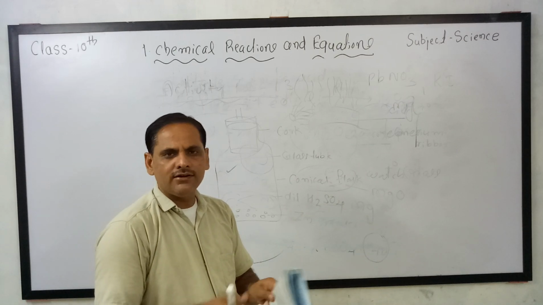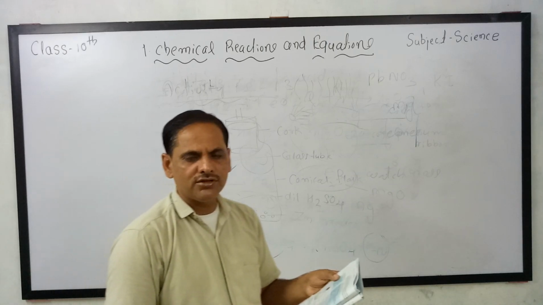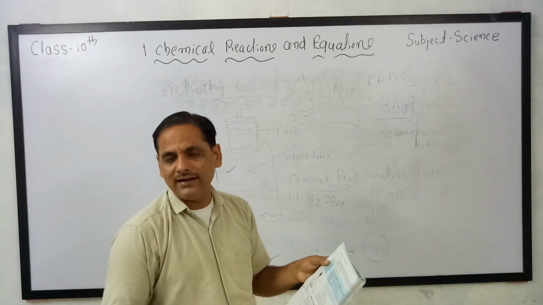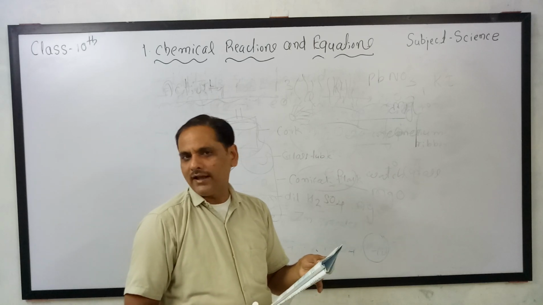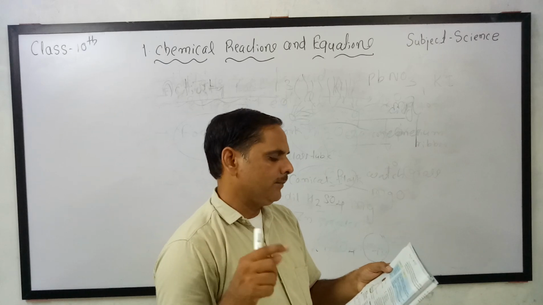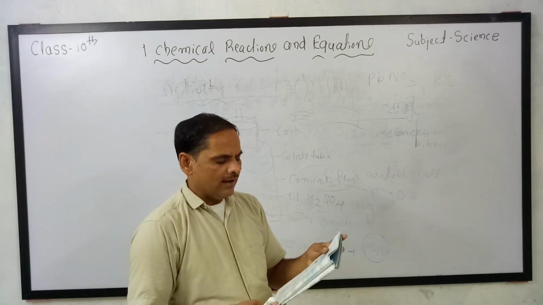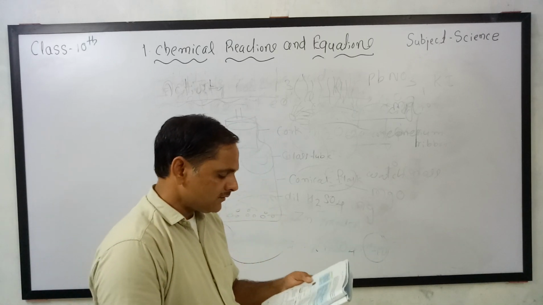Clear? Another activity we discussed is activity 1.2: take lead nitrate solution. Lead means Pb, nitrate means NO3, so what is the formula of lead nitrate? Pb(NO3)2, and add potassium iodide. Potassium iodide: potassium means K, iodide means I. Okay. Activity 1.3 we already discussed.